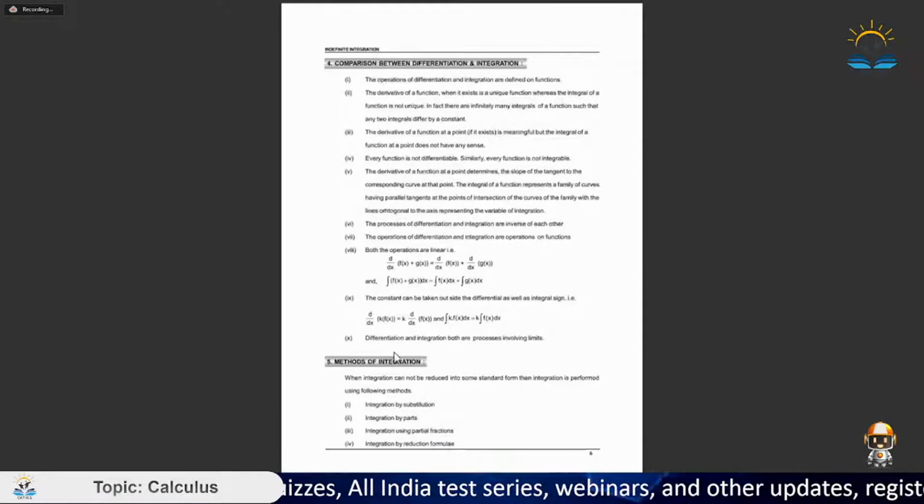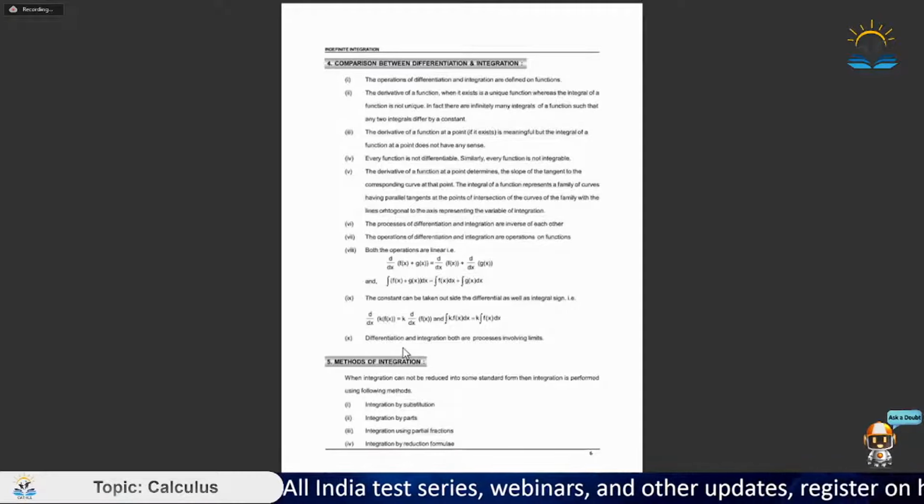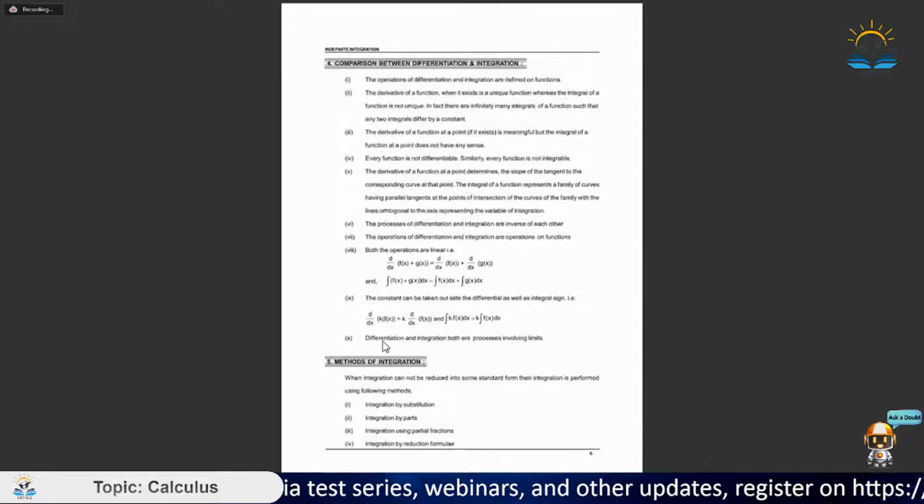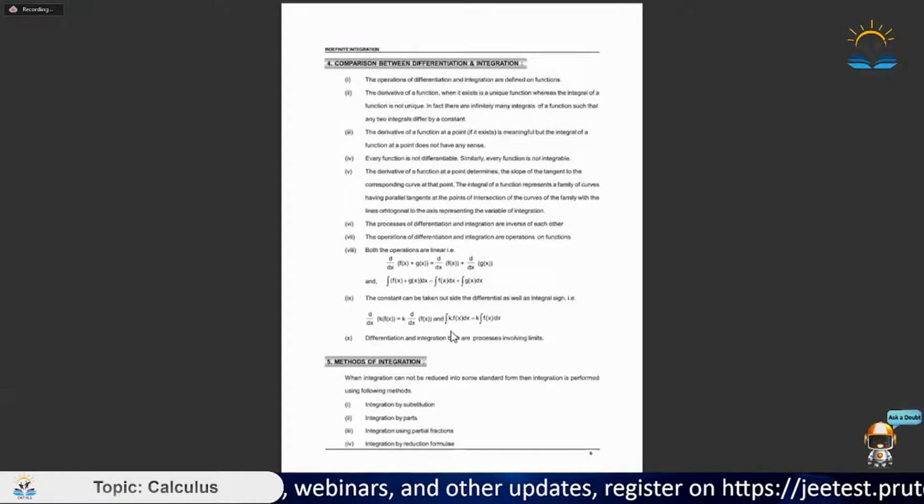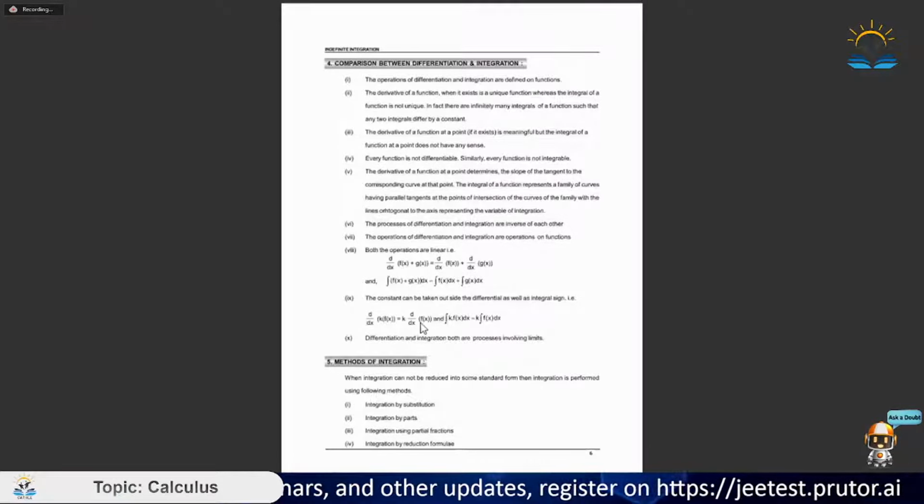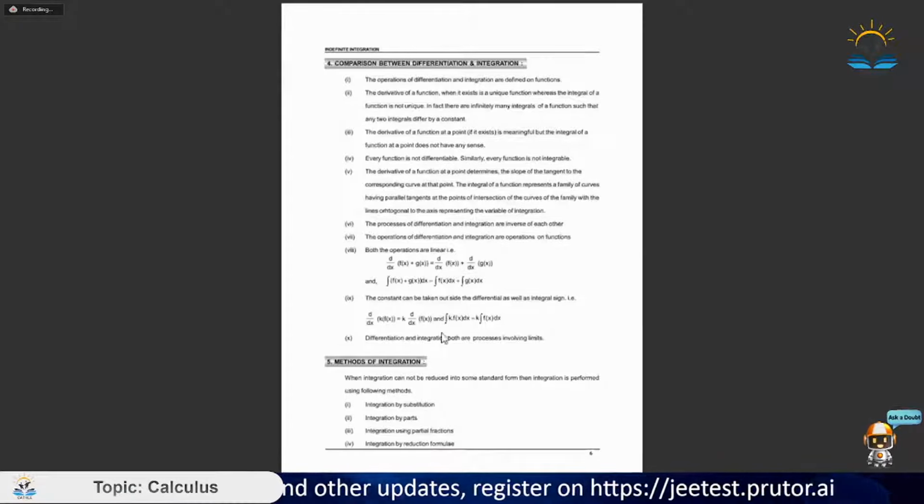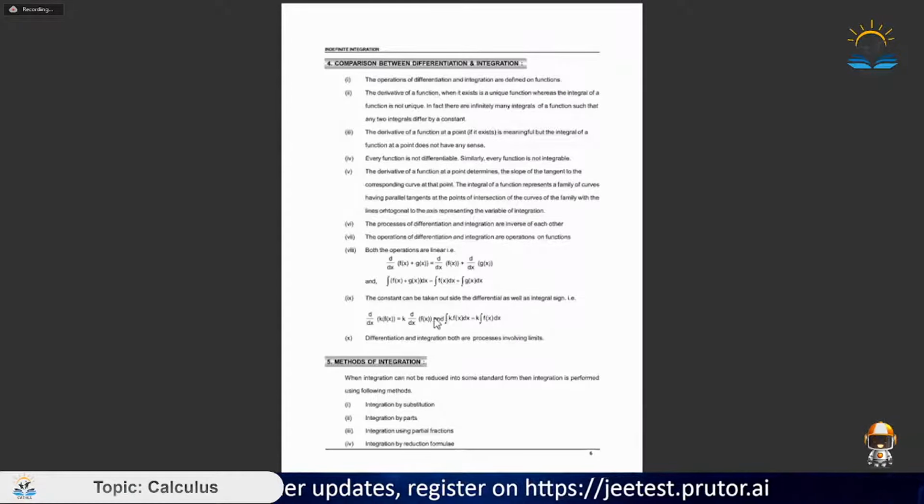Generally we do not apply limits in differentiation, but in integration we are required to apply them when we are talking of definite integration. Differentiation also has limits, but it is only used when we are talking of slope, when we are calculating finite slope.